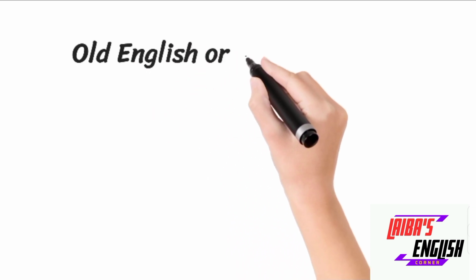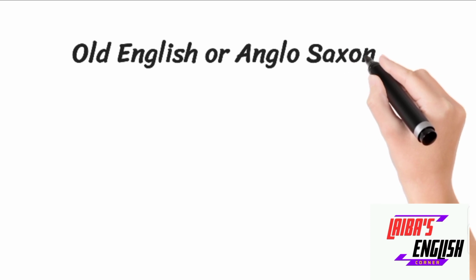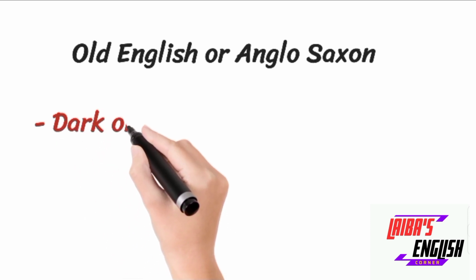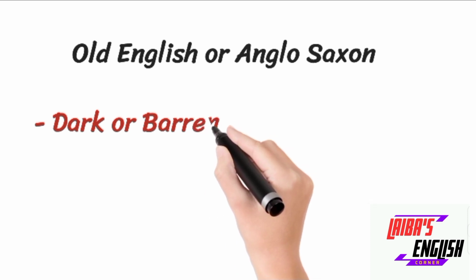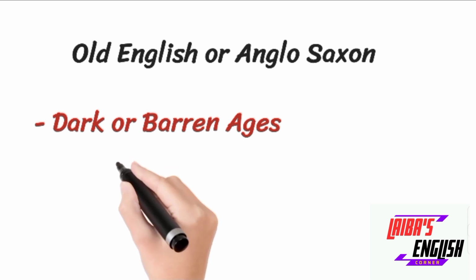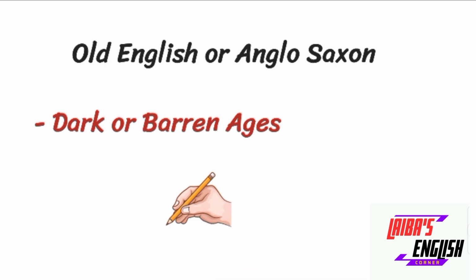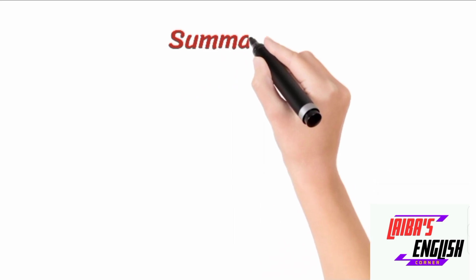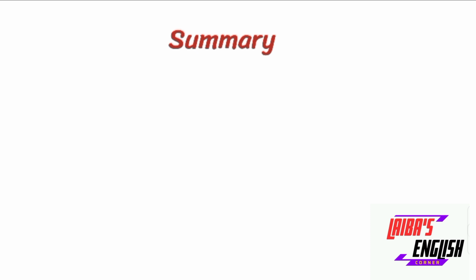Old English, or the Anglo-Saxon period, is also known as the Dark or Barren Ages. Why do we say that it is the dark or barren ages? Because there was no development in the literary genres. As we have seen, only poetry and prose were the two major genres, and there was no development in them either, because poetry was only limited to religion and prose was only limited to politics. So there was no development in that time. That's why we say dark or barren ages. At that time there was also a lot of poverty, so there was no development in anything. So I hope you are clear till now.